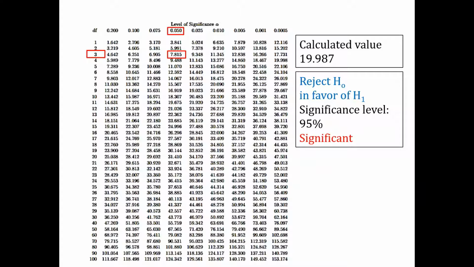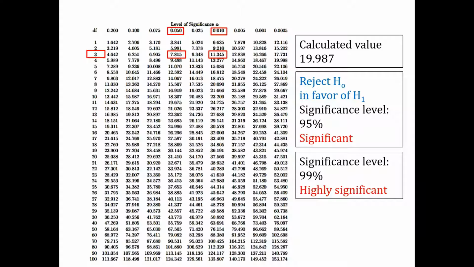So in the further steps we are only going to see what is the maximum significance level of these results. So what is our next level of critical probability or significance? It is 0.01, and what is the value there? It is 11.345. So this value is also less than the calculated value, therefore this result is also significant at the 99% significance level. So this result is highly significant.